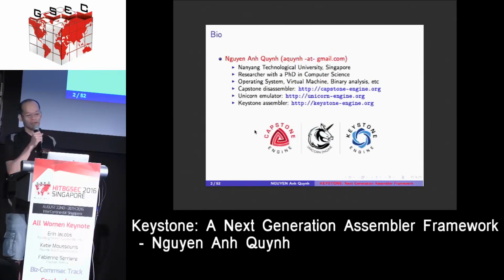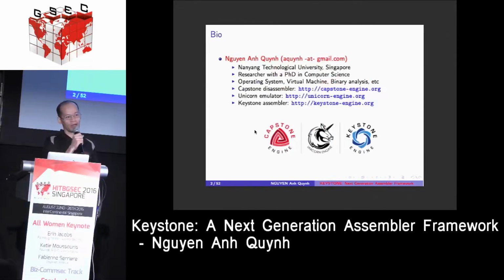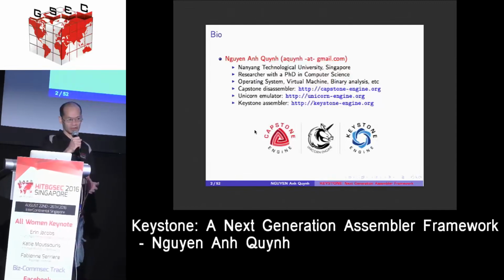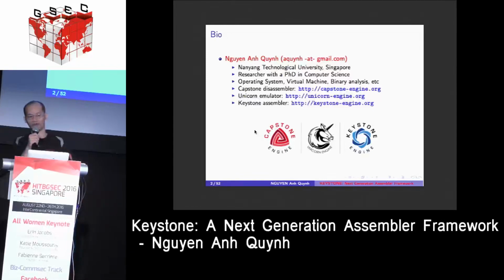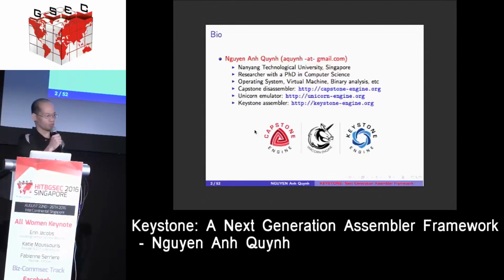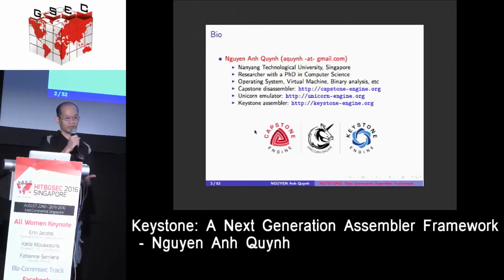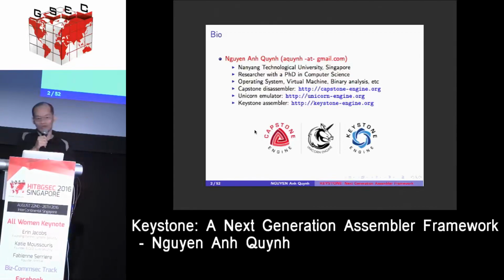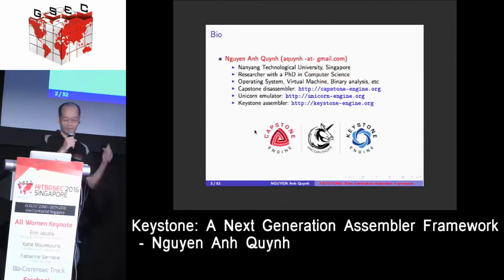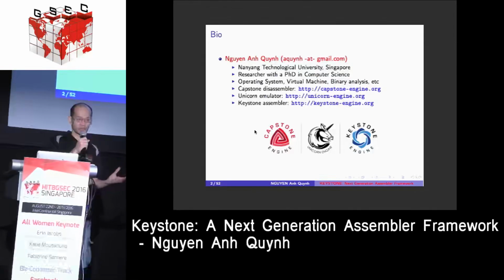Okay, so my name is Quynh, and I have some academic background. I work for NTU University in Singapore, and my research area is mainly on low-level stuff like operating systems, virtual machines, or reversing. And I happen to be the founder and maintainer of three open source frameworks for reversing: the Capstone disassembler, the Unicorn emulator, and the Keystone assembler. So that's a quick question. Does anybody here use any of these frameworks? Actually, I think you might indirectly use these frameworks because many reversing tools use them inside.